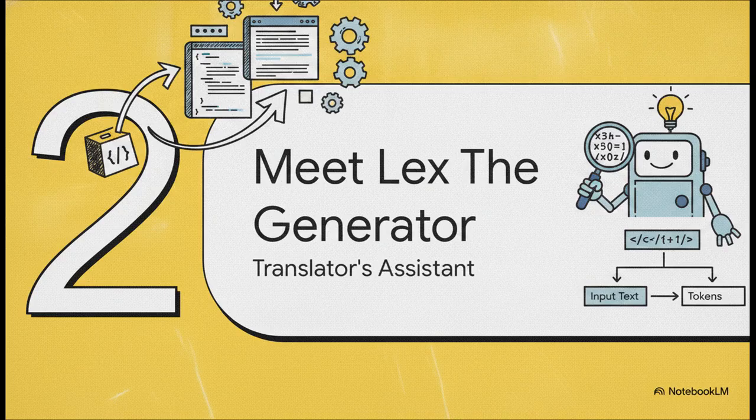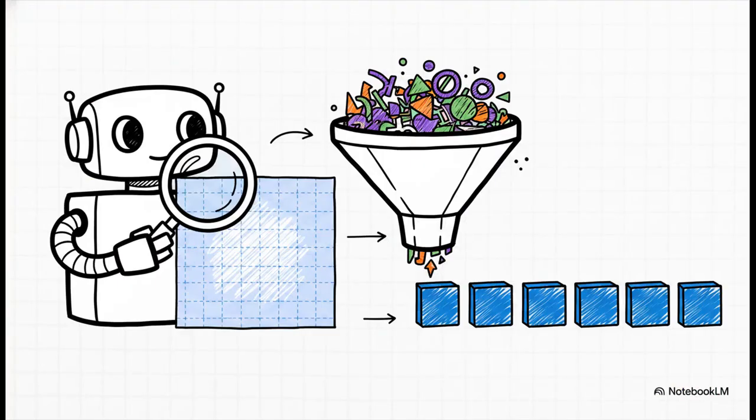Moving right along to section 2, meet Lex, the generator. This is your translator's assistant. Now, you absolutely could sit down and write a scanner by hand. You could write hundreds of lines of C code, tracking every single character, managing memory buffers. But why do that tedious manual labor when we have a brilliantly helpful tool named Lex?